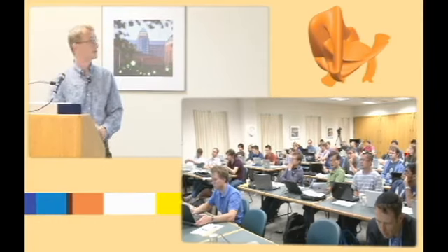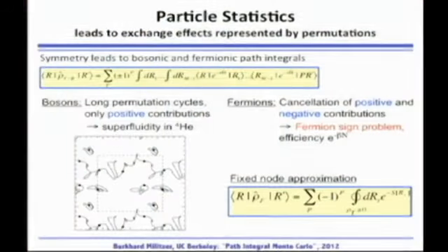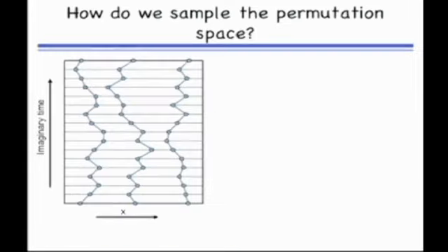Okay, so for fermions, what we ultimately do is we have these negative signs, and we introduce this fixed node approximation that will be the topic of the last lecture of this morning. So permutation sampling, how does it work? We have sampling of the path, but now we also have to cross-link paths in a different way.